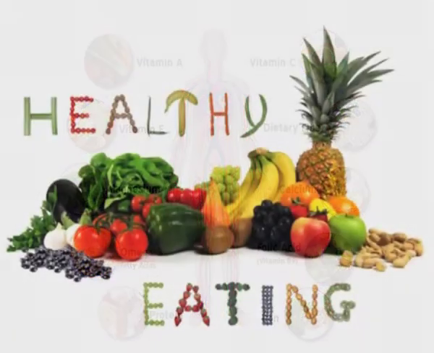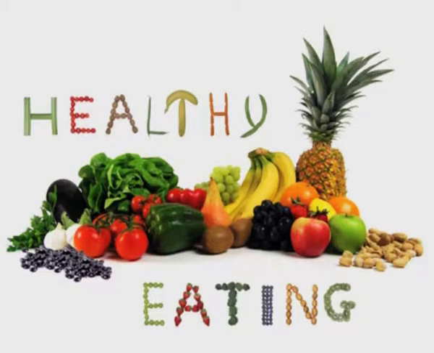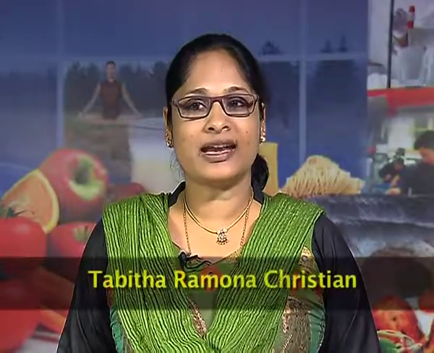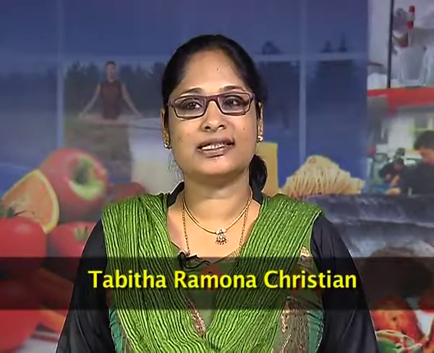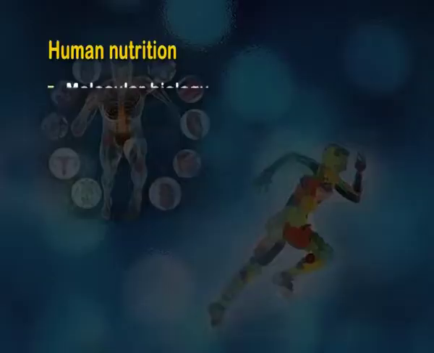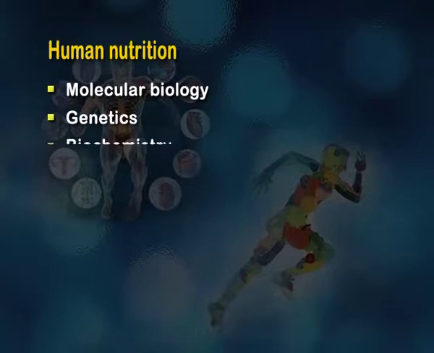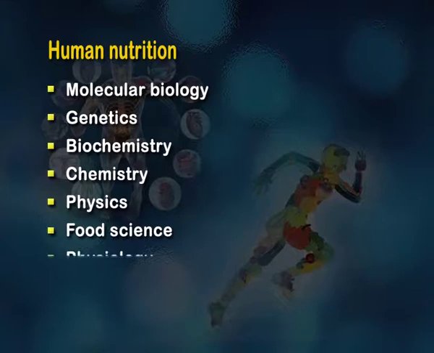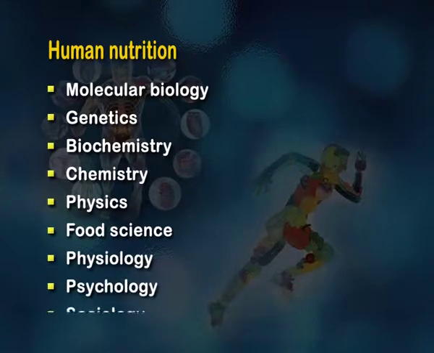For an understanding of how humans obtain and utilize foods and nutrients from a molecular to a societal level, and of factors determining and influencing these processes, the study and practice of human nutrition involve a spectrum of basic and applied scientific disciplines. These include molecular biology, genetics, biochemistry, chemistry, physics, food science, physiology, psychology, sociology, and so forth.